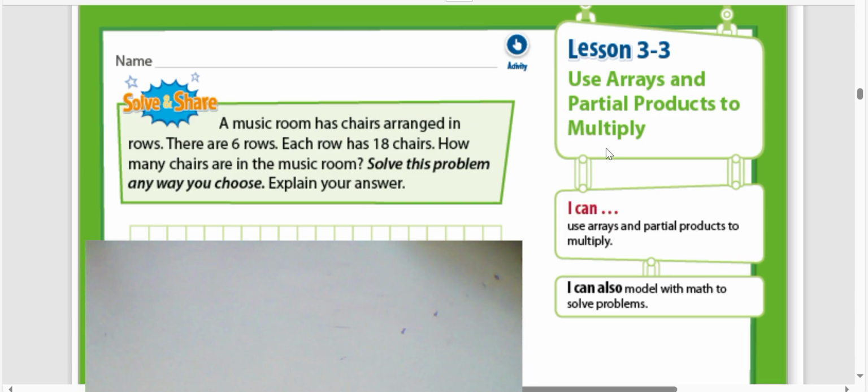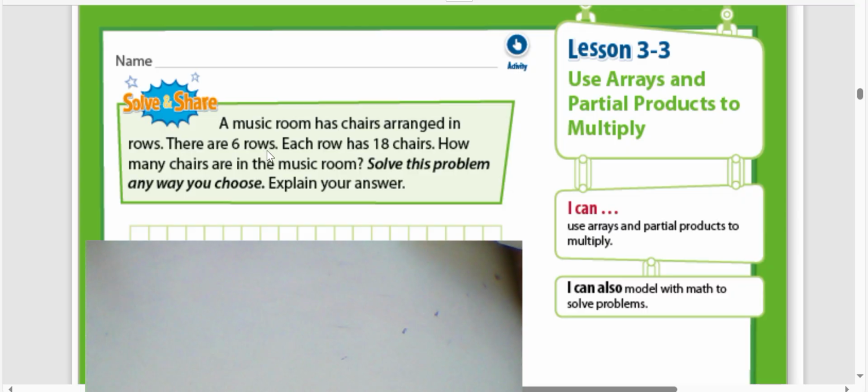Grade 4. Today we'll explain lesson number 3, topic number 3: use arrays and partial products to multiply. In this lesson, you can use arrays and partial products to multiply. You can also model with math and solve problems, like with me here. Solve and share: the music room has chairs arranged in rows.